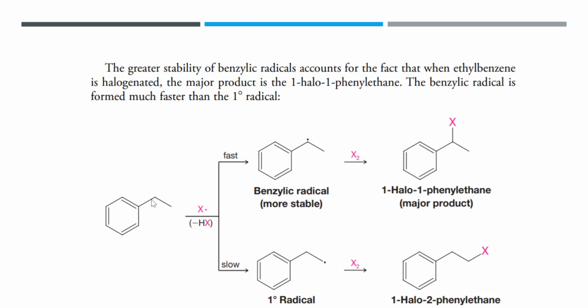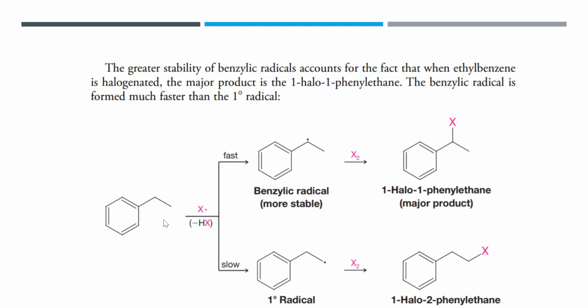So for example, you have this reagent or reactant, and of course you have your halogen radical, your source to produce your radical. Between a benzylic radical and a 1-degree radical, the benzylic radical is actually very stable, so the reaction proceeds very fast.